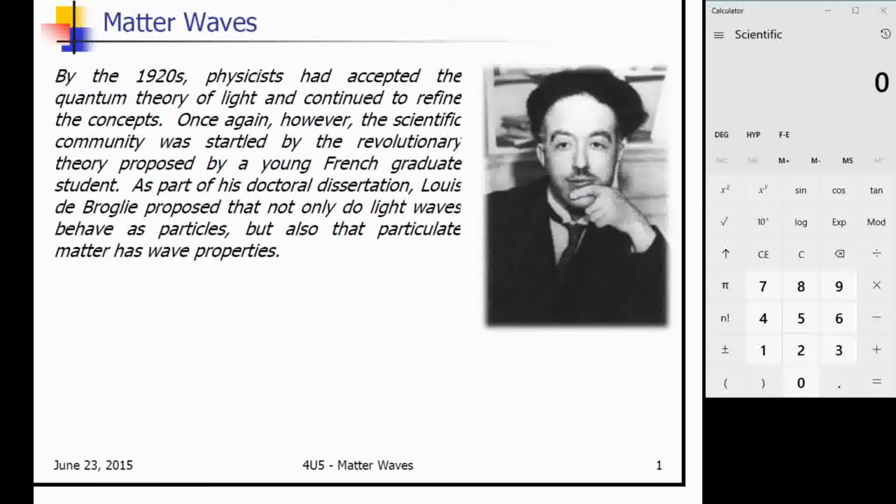So by the 1920s, physicists start accepting the quantum theory of light. They start refining these concepts. But then another revolutionary theory gets proposed by a very young French graduate student by the name of Louis de Broglie. And he writes his doctoral thesis on this idea that not only does light behave as a particle, but also that particles behave as waves. So not only do we have light waves that have a particle duality to them, but particulate matter also has wave properties as well.